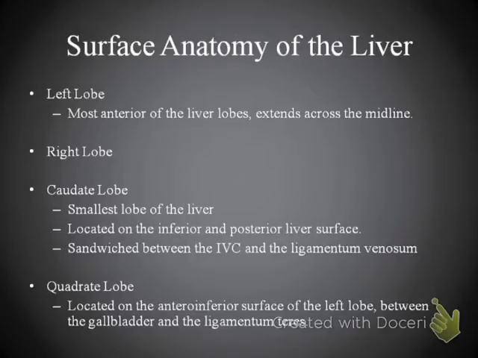The caudate lobe is the smallest lobe of the liver, located on the inferior and posterior liver surface, and sandwiched between the inferior vena cava and the ligamentum venosum. Lastly is the quadrate lobe, which is located on the anterior-inferior surface of the left lobe between the gallbladder and the ligamentum teres. This will all make more sense as we look at the images and move away from just words on a page.